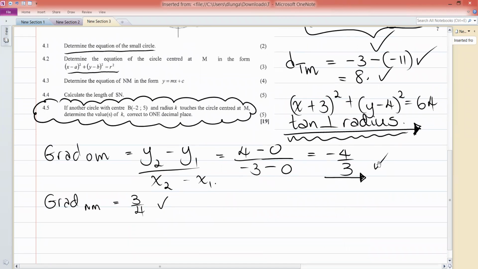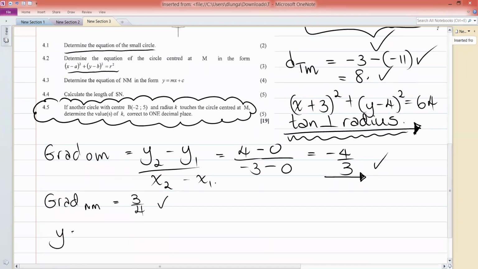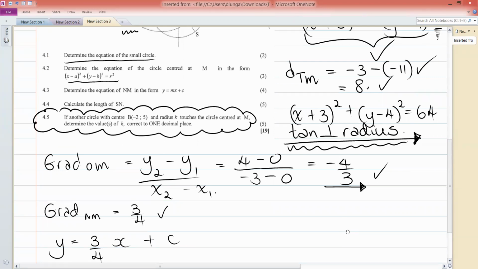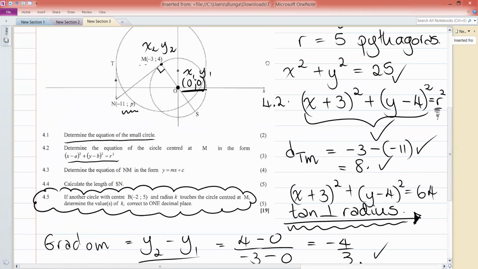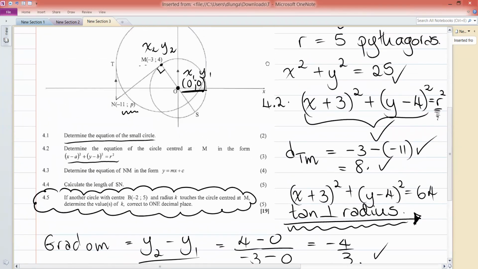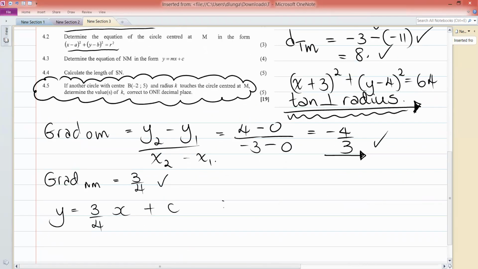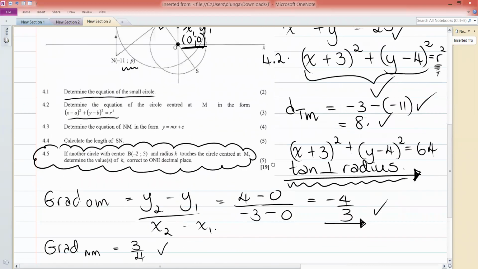So your 2 marks there. So far, what you can write is y equals 3/4 x plus c. How are we going to work out what c is? Any ideas? How should we work out what c is? Can you sub in M? Perfect. So we're going to sub in M. So what was that point? -3, 4.